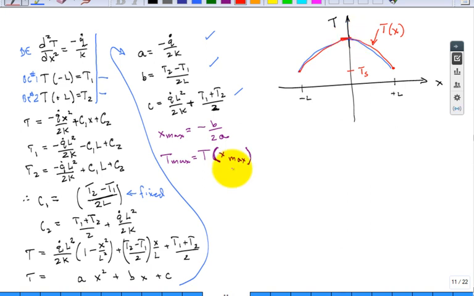So if somebody asks, where's your maximum temperature? If for this problem T1 is equal to T2, meaning this side and that side have the same temperature, guess what happens to B, the coefficient B in the quadratic equation? 0. Guess where the max is? At the middle. Not too surprising.